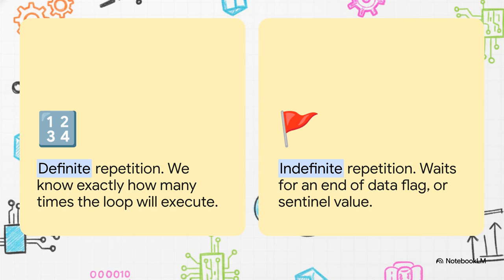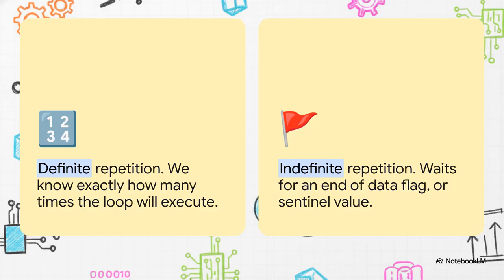So let's look at the basic taxonomy here. We essentially have 2 flavors of repetition. On the left, we have counter-controlled repetition. This is definite. We know exactly how many times the loop is going to run before it even starts, kind of like counting from 1 to 10. It just needs a control variable, an initial value, an increment, and a final test condition.